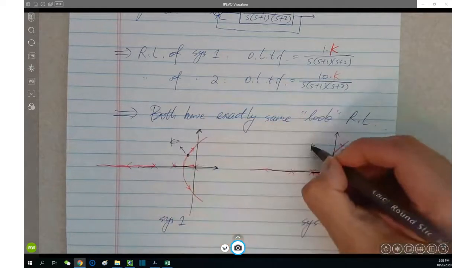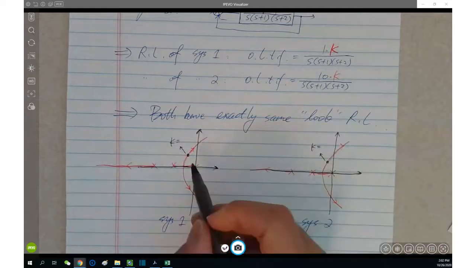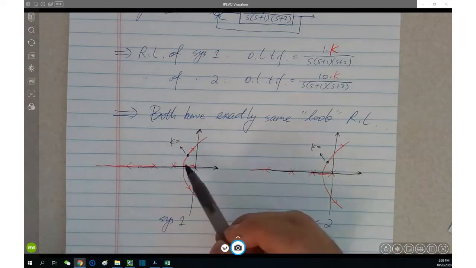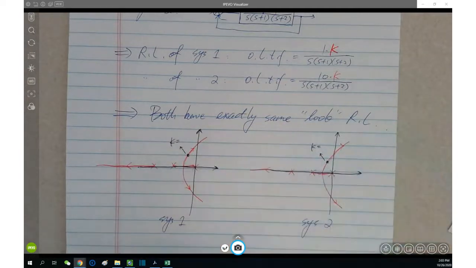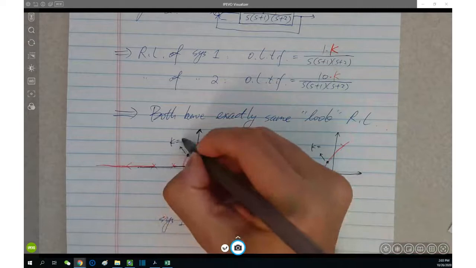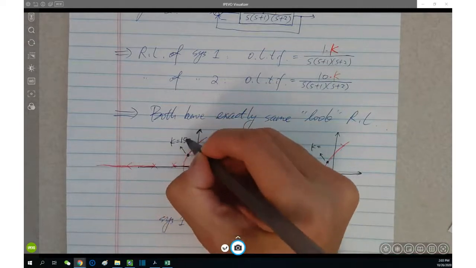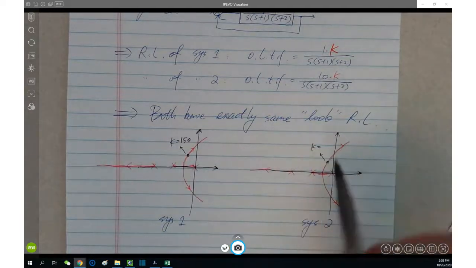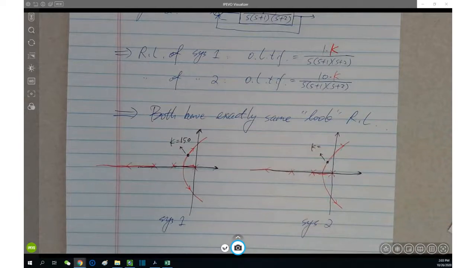Does this make sense? I'm not talking about rating, because these are pole locations. I'm talking about the certain K value making that pole location happen. So if this K is 150, and it's making this location happen, then what is the K value for system 2? What do you think?